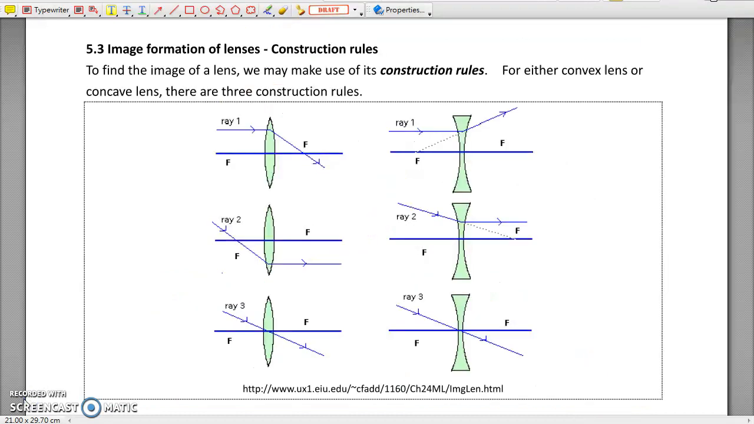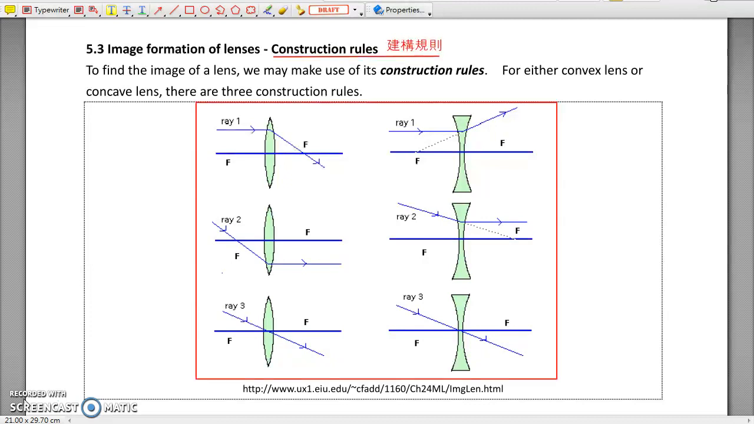To do so, you must, first of all, remember the construction rules. There are 3 construction rules for both convex lens and concave lens. First of all, let me introduce the last one. When a light ray passes through the very center of a lens, whether it is concave or convex, it will just go straight.